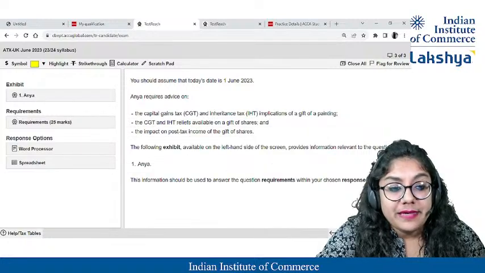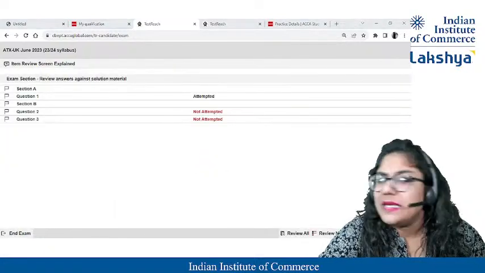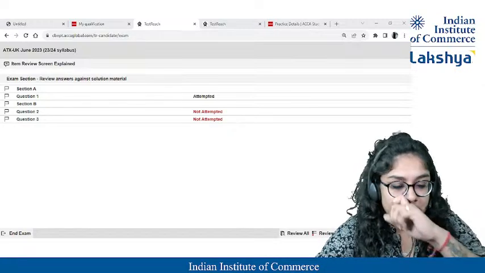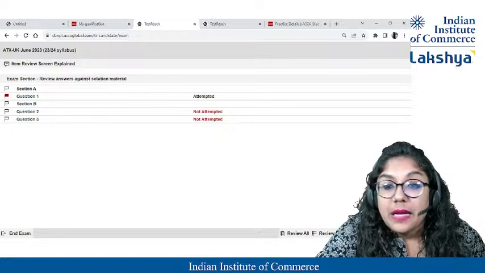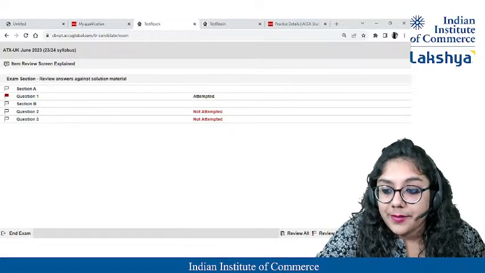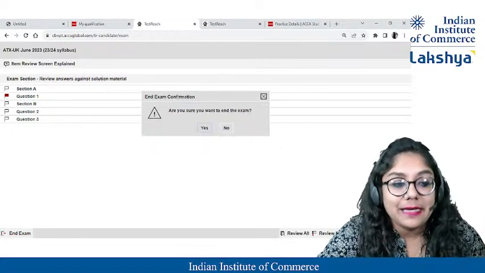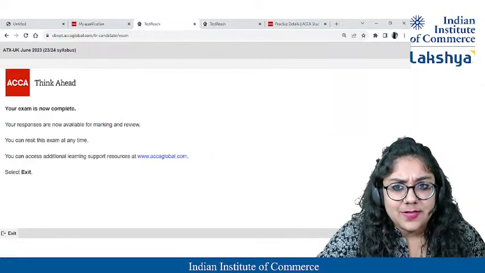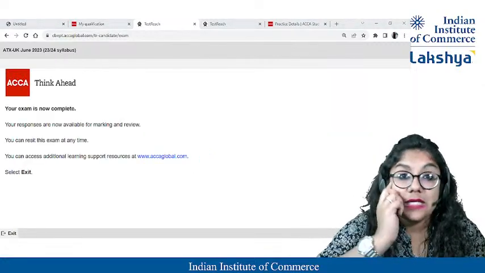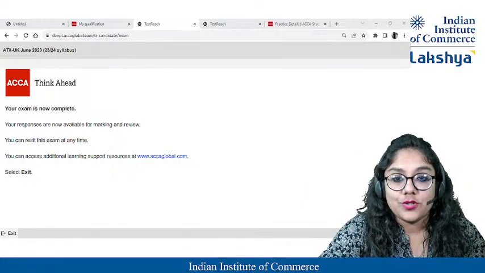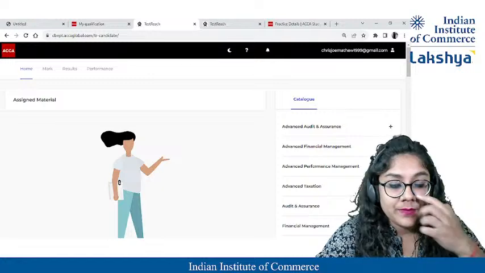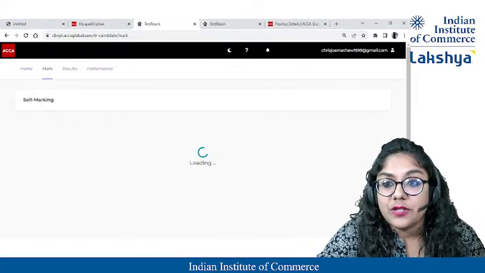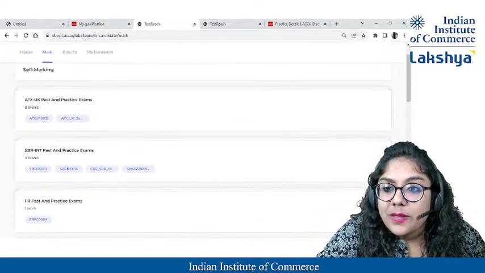So if you would have read now, only for the first question you get communication marks. And if you remember, I didn't write anything in question number 1, so it's not attempted. But still, if I want to end the exam, I'll just end the exam. I ended it. Then what I can do is see whether whatever I have written is correct or not. So I can exit it and go to the mark. If I go into the mark, I'll see what my situation is.